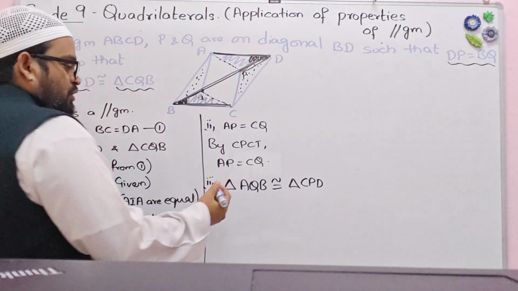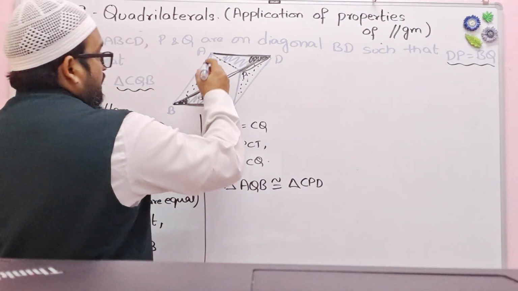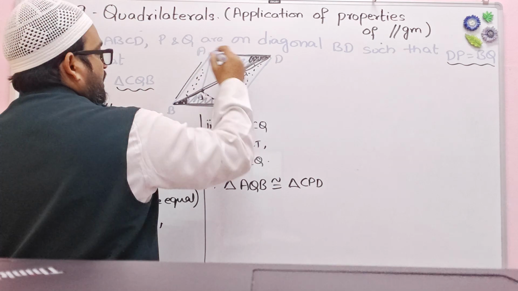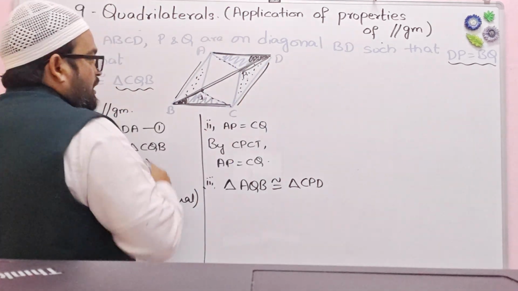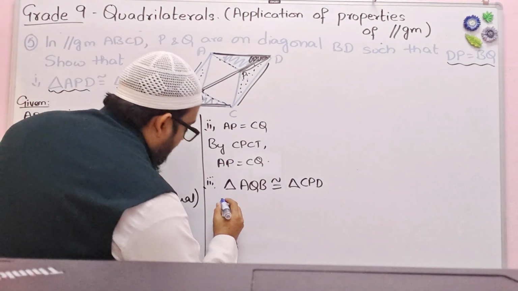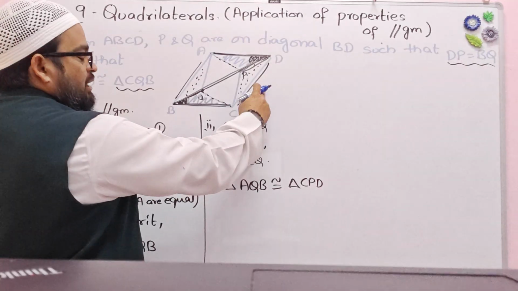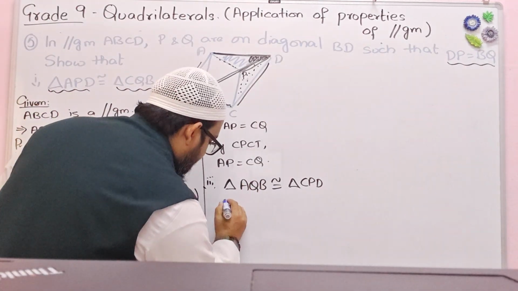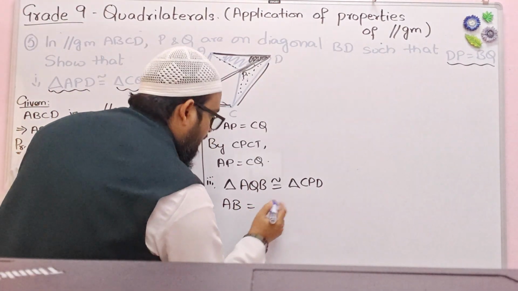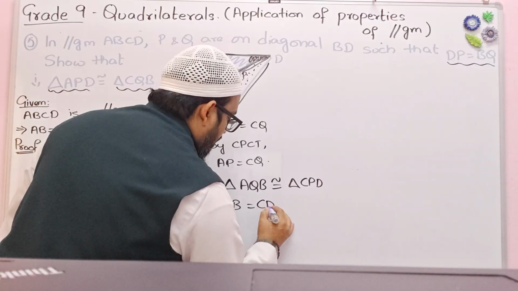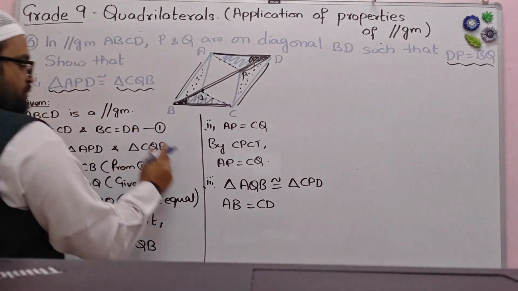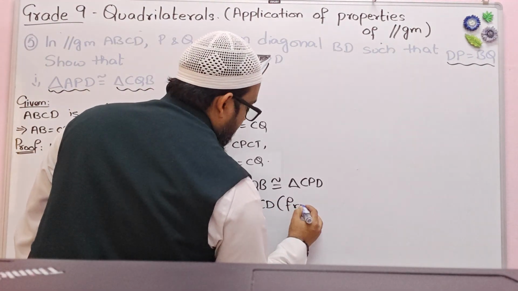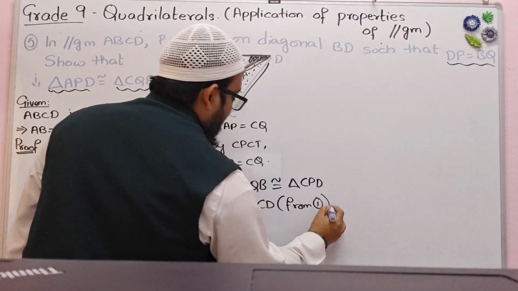So already we know what we know. AB and CD, or DC, are opposite sides of a parallelogram. They are equal. So AB is equal to CD. Follow the order. What is the reason? From 1, opposite sides are equal in a parallelogram.